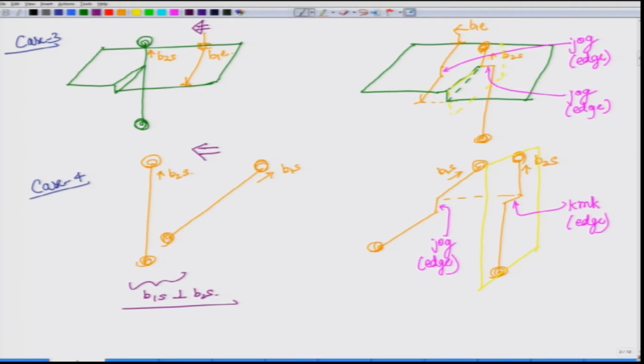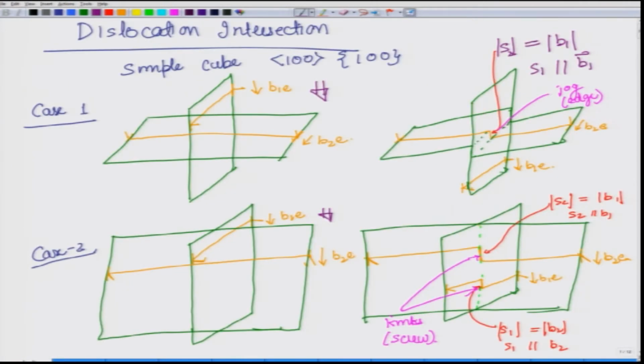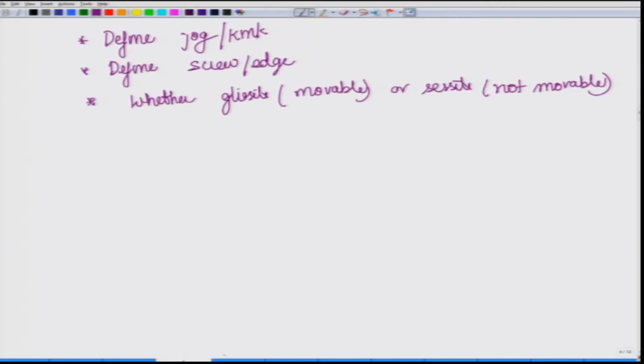So, for a screw dislocation we get an edge dislocation in both cases, and for an edge dislocation, when we get a jog it is edge, and when we get a kink it is screw. So, let us summarize it now in the table over here.